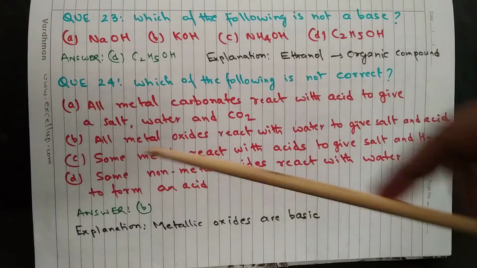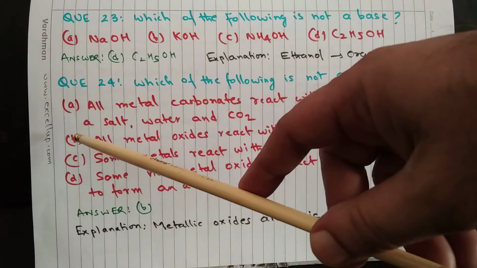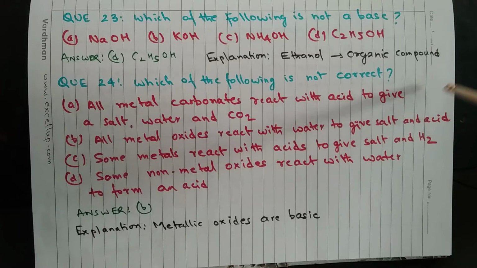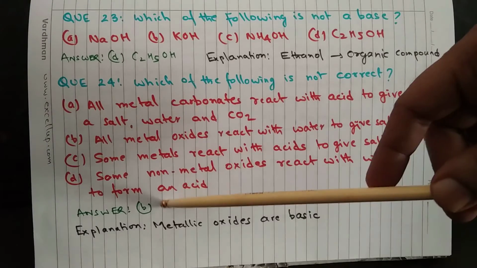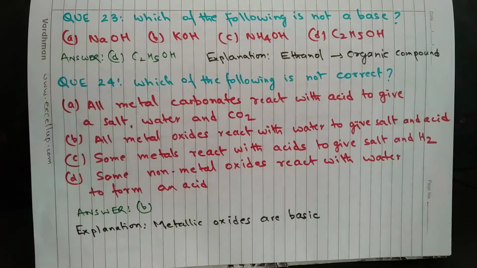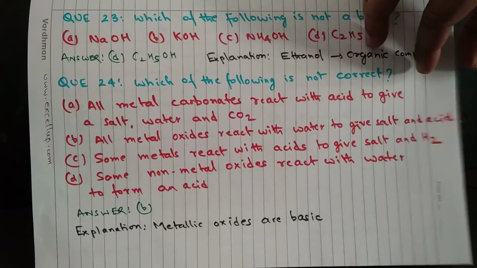Answer is B. All metal oxides react with water to give salt and acid. Oxides of metals are basic in nature. Okay, so they are not going to give acids, and that is why this is the incorrect statement and the correct answer.